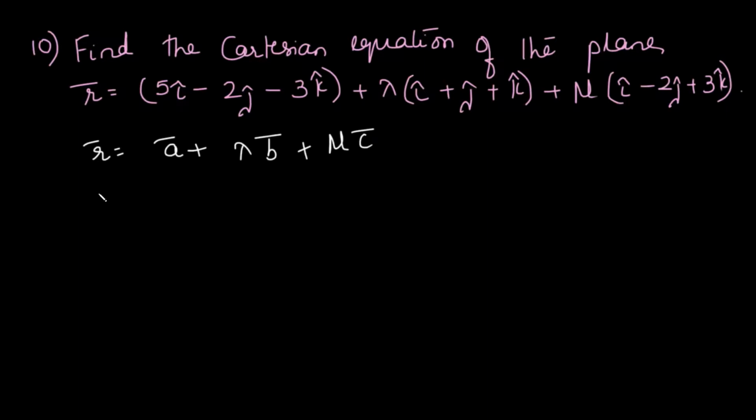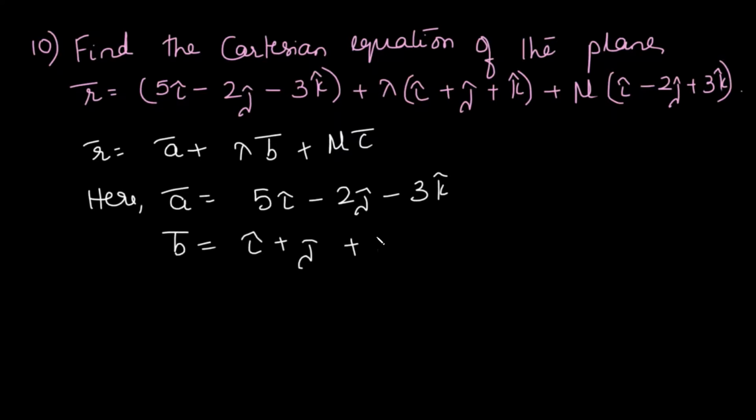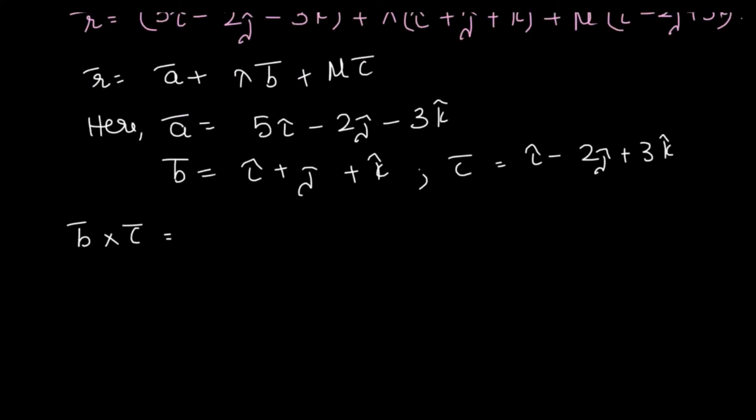So in this case, we have a = 5i − 2j − 3k. And similarly, b and c become the other two vectors which are parallel to the plane: b = i + j + k, and c = i − 2j + 3k. So what you have to do here is find b cross c. So b and c are these vectors, so we first find b cross c.